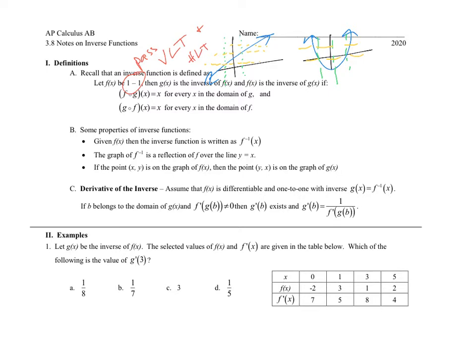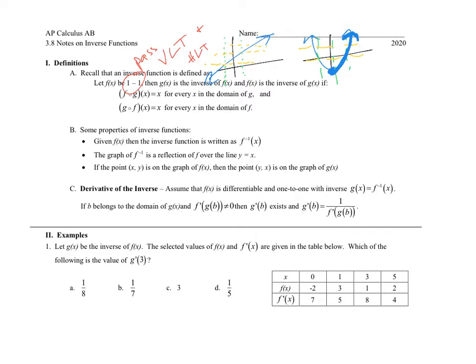A domain restriction in this particular case would mean that we say, well, I'm going to look at the parabola for x values greater than 0. If I look at the parabola for x values greater than 0, I would pass the horizontal line test. Therefore, that part of the parabola would have an inverse function.